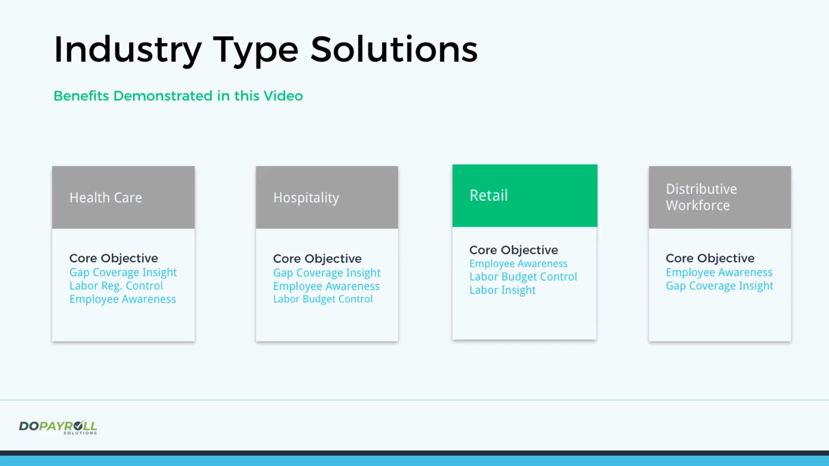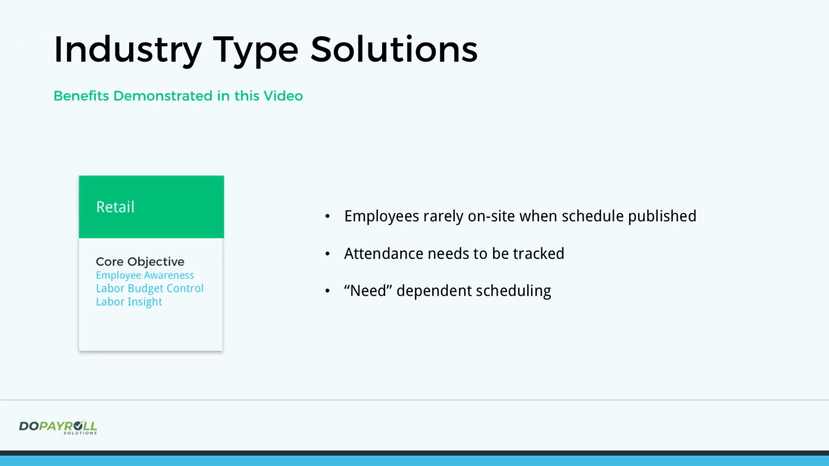Retail, like hospitality, shares some common objectives for employee awareness and budget control. There's also a need for labor insight, identifying tardiness and other attendance problems. Also, the retail industry tends to rely heavily on part-time employees and millennials. Some specifics to remember with this industry type is that when you have a large employee population with low weekly hours per employee, employees are rarely on site when the schedule is published. Also, being on time for a shift can be critical for making sure a client has adequate coverage. So labor insight is very valuable.